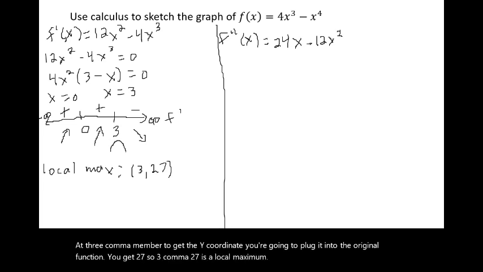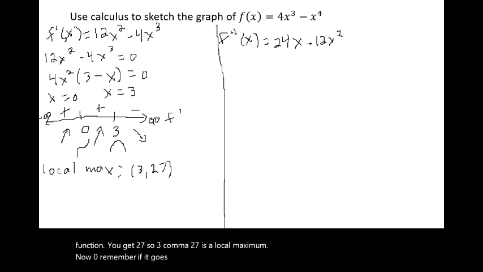Now 0, remember, if it goes from increasing to increasing, this is neither a maximum nor a minimum. So 0 is not a local extrema.